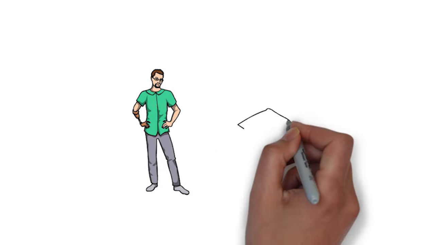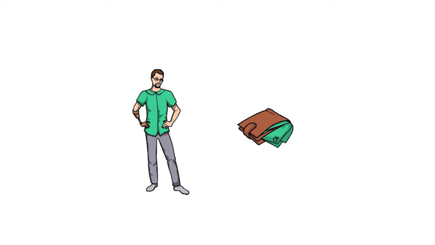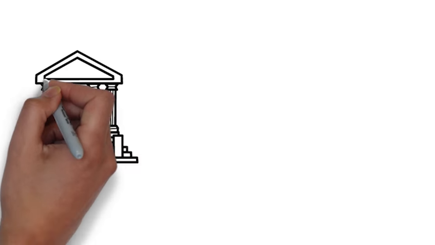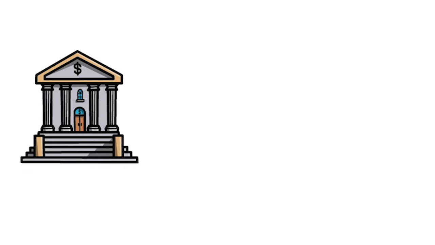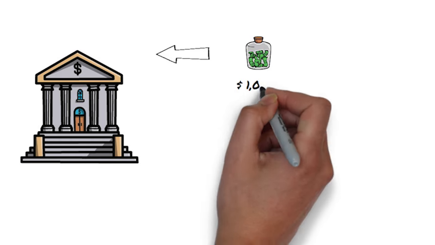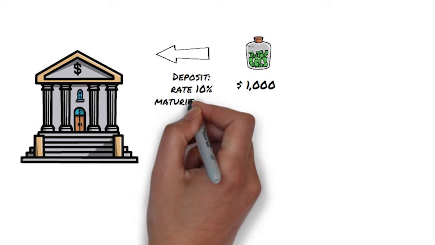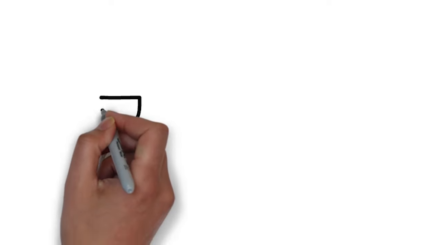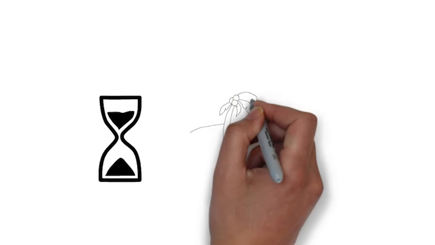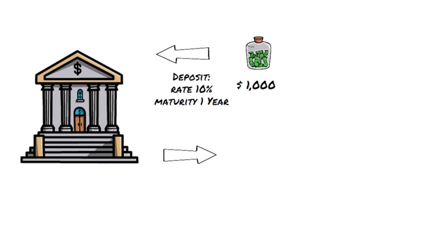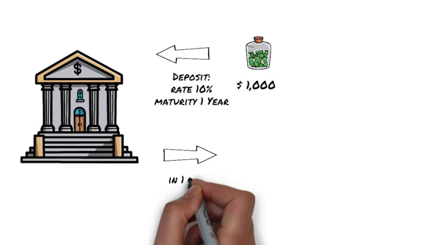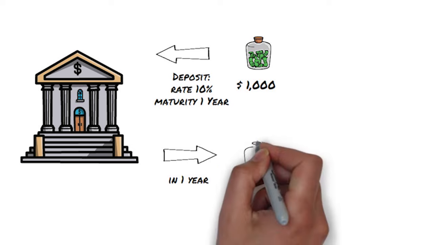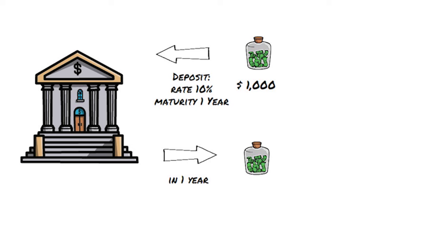So let's assume we have John, who has received $1,000 today. Since John is a rational investor and doesn't have any mortgage or personal loan, he can decide to go to his bank and deposit the amount for 1 year, earning an interest rate of 10%. After 1 year, John will have $1,100, which represents the future value of $1,000 today.